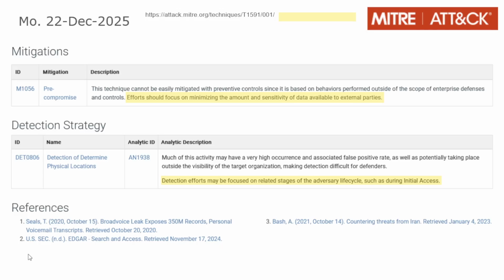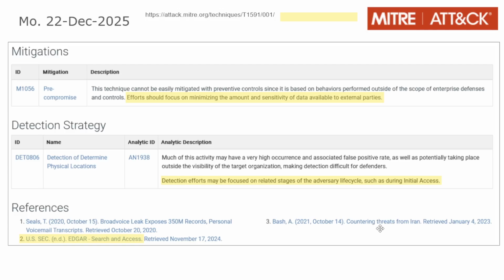Okay, and then references, we have only 3. We have again search and access. So we will see this again and again, I believe, this search and access. The title is interesting to me. So I would really like to see what it is. And the other sources, Bash, countering threat from Iran. Yeah, Iran. That's a little bit interesting.